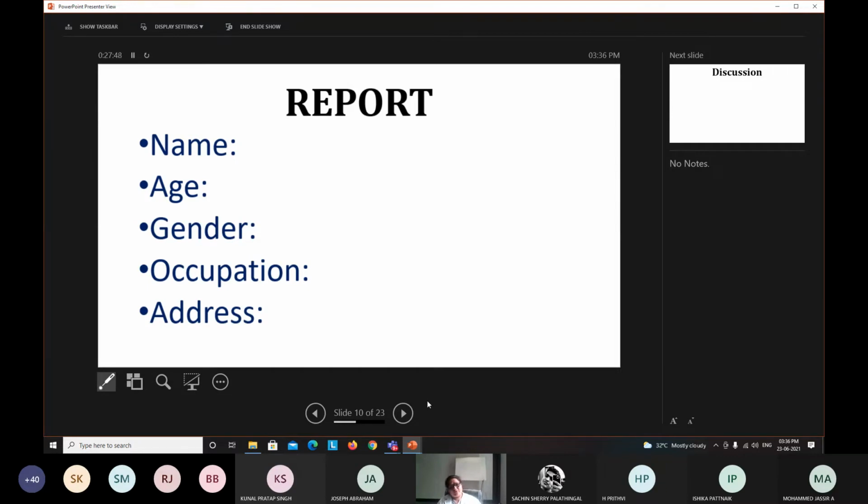The address of the person is important, because you are going to communicate with him later for the follow-up of the patient or the person. If you are doing research work, you will have to follow up the person who is involved in your research work, or you have to communicate something to the patient.